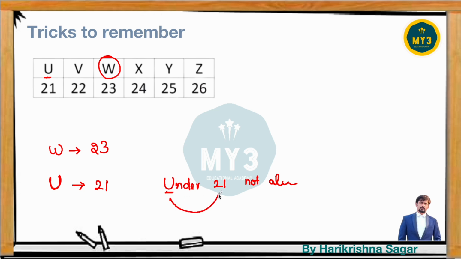So you remember, U is 21. And if you observe, V position is 22. And how can we write V? V looks like two lines, so I am writing 2 and repeating it one more time. So V is 22. And X position is 24, Y is 25, Z is 26. This everyone knows. So like that you can remember all the alphabet positions.